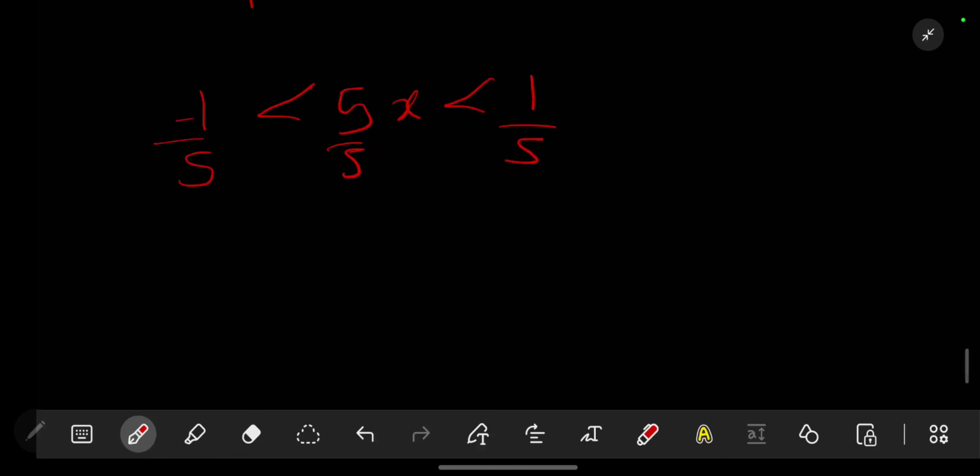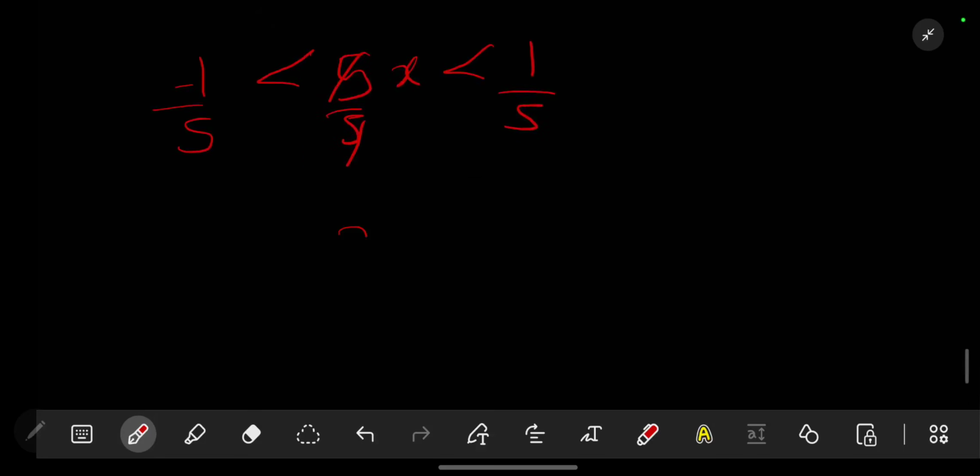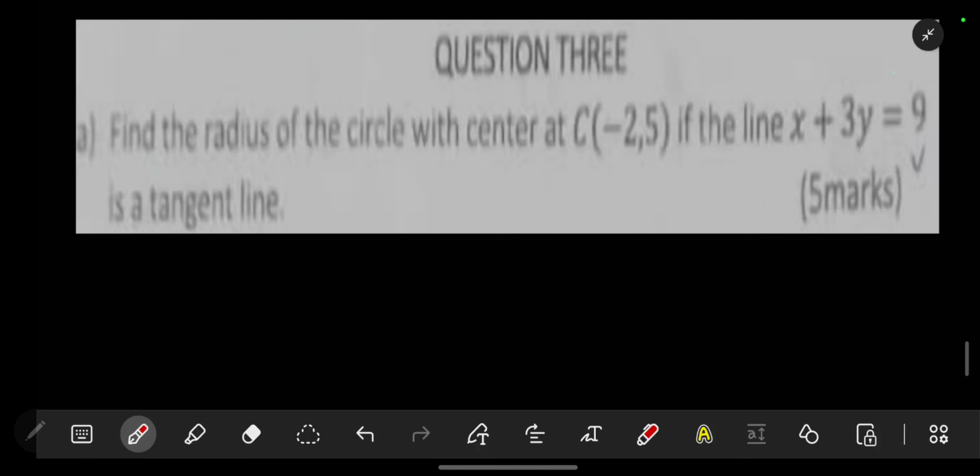So you just divide the 5 throughout. So the validity is from the range of 1 over 5 and negative 1 over 5. So just in between these two values, that's when the expansion is valid. Let's move on to our next question.